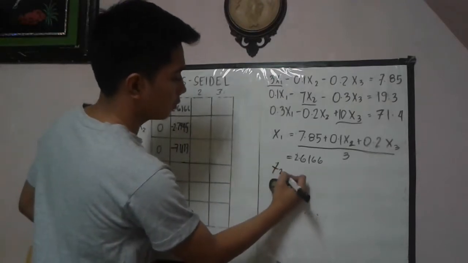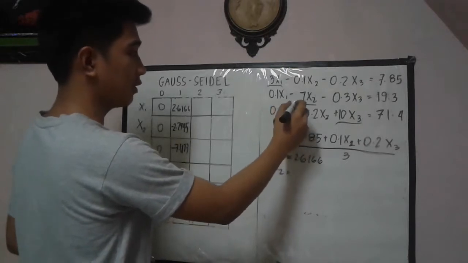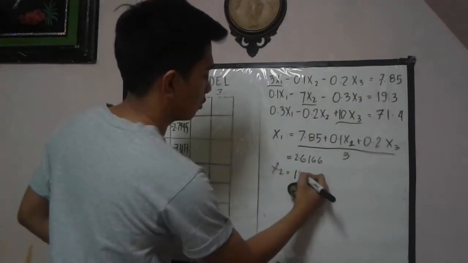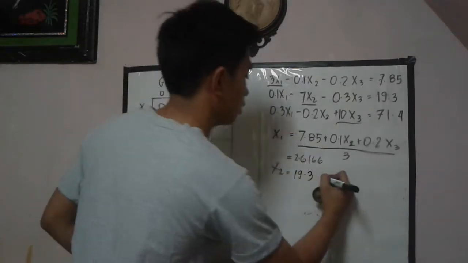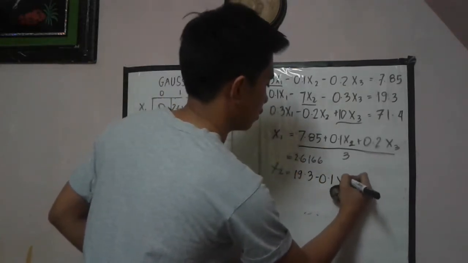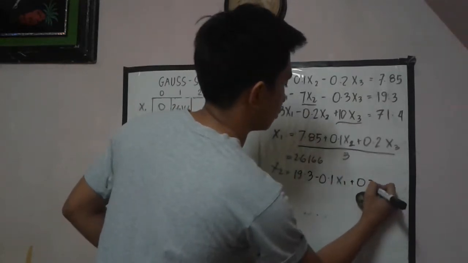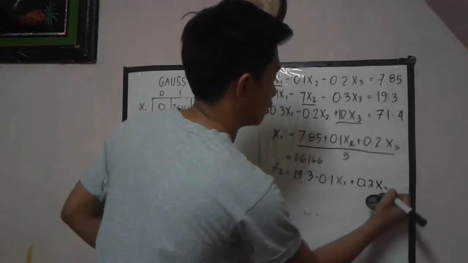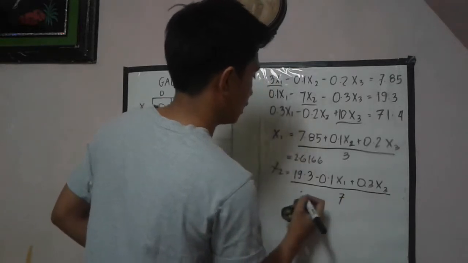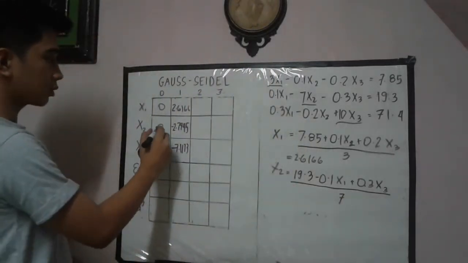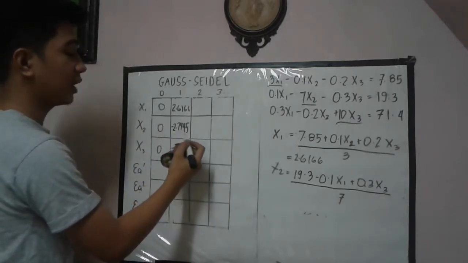For the x2, just equate the negative 7x2 to the other coefficient. Substituting our initial value of 0 will give us the answer of negative 2.7945.